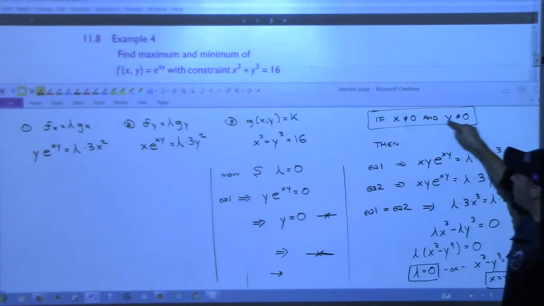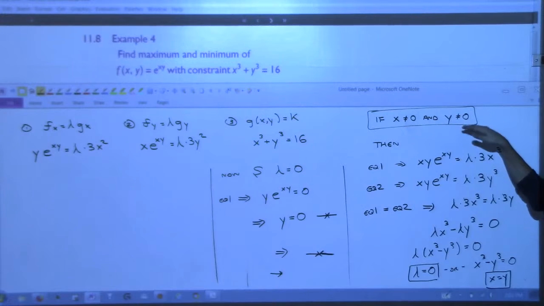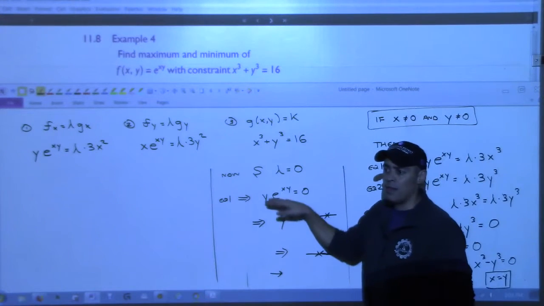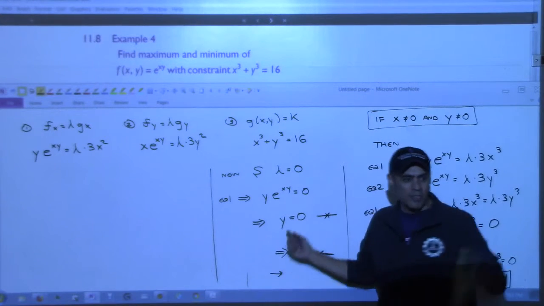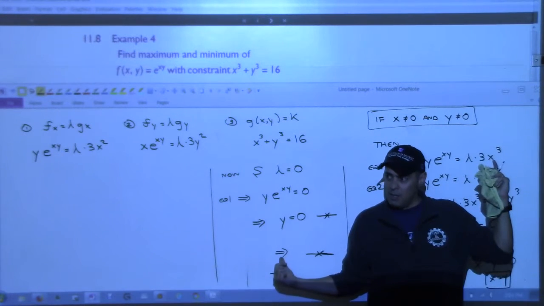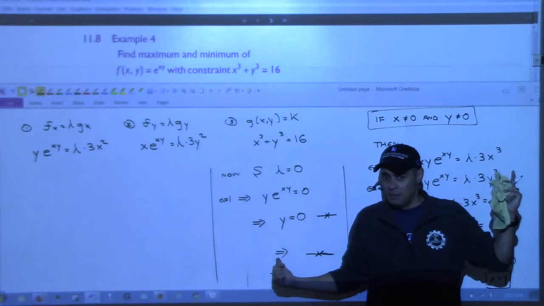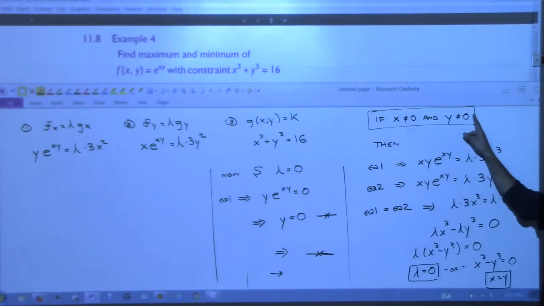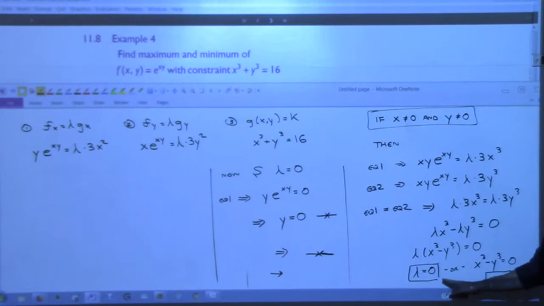We started out by saying, look, x and y can't be 0, blah, blah, blah, then lambda must be 0, right? And then if lambda is 0, then y must be 0. But we just contradicted ourselves, right? So what does that mean? Lambda can't be 0. That's right. If x and y are not 0, lambda can't be 0. We throw this out. Understand? As soon as we get a contradiction.